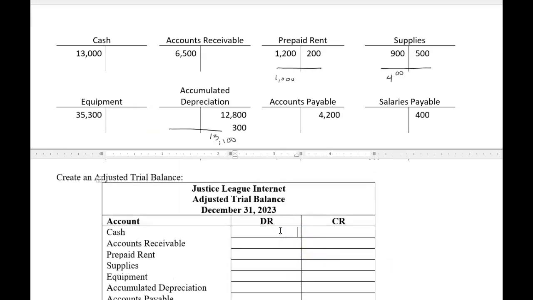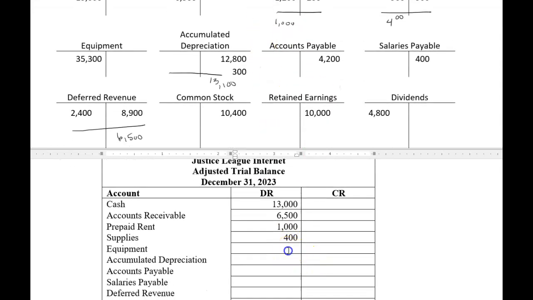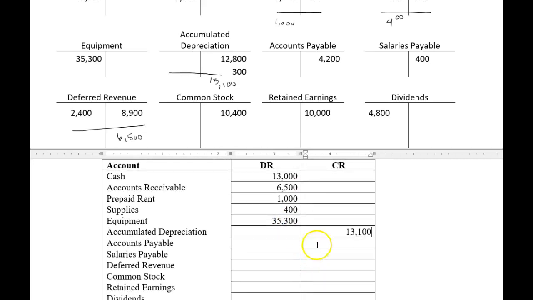So in our cash, we ended with $13,000 there. Our accounts receivable were unchanged at $65. Our rent did change. It is now $1,000 instead of $1,200. And our supplies have dropped to $400. Equipment was not touched. It shouldn't be, but we did reduce the value of our equipment through the accumulated depreciation account. So as that increases, the book value, the net of those two accounts right there, will change.